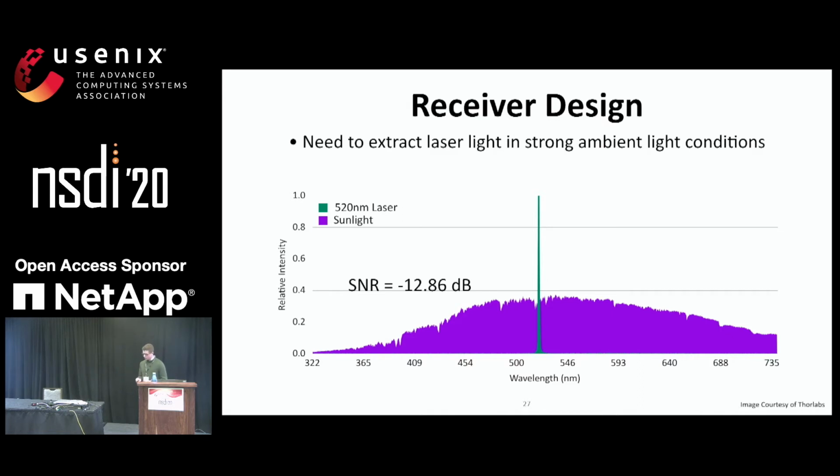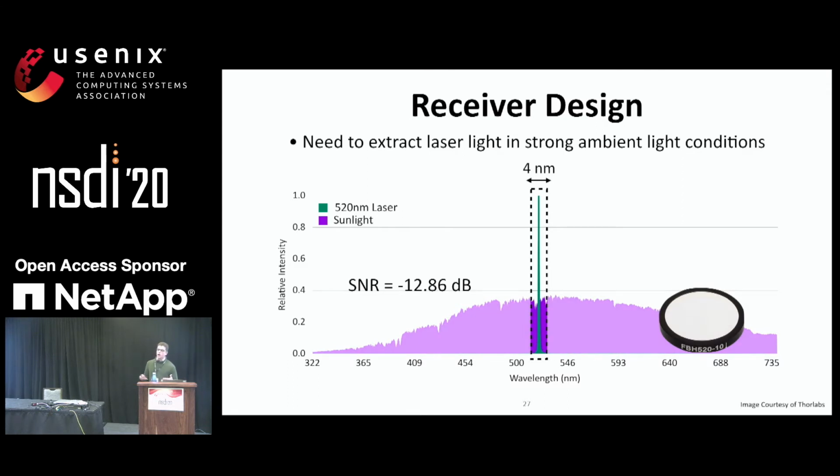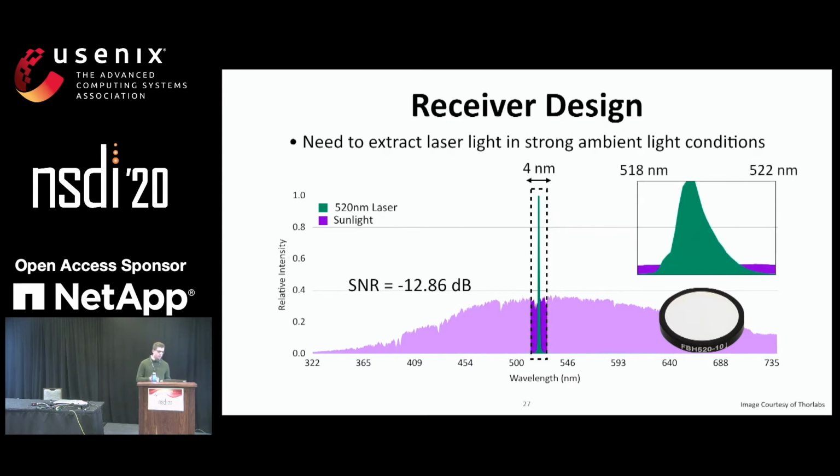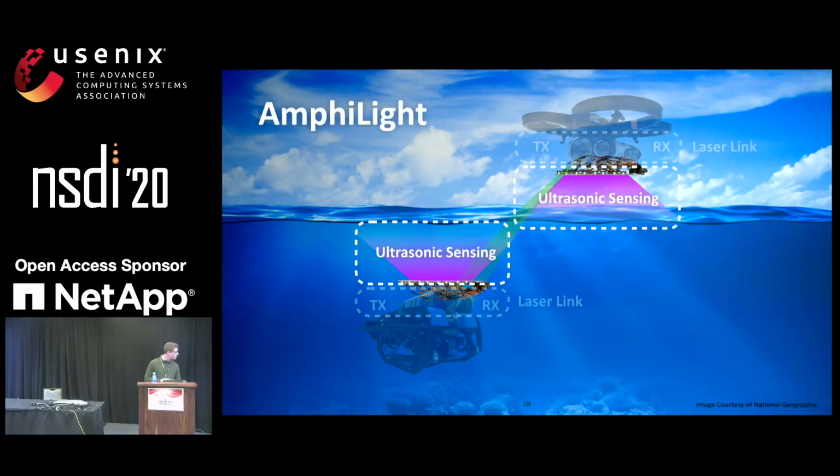But because of the sparsity of the laser's footprint, we can add a narrow optical bandpass filter around it. This only considers light now within this really narrow 4 nanometer region. By doing that, we zoom in and can see this region. We can increase our SNR up to almost 4.4 dB, so a huge improvement from a purely passive optical component. That's what they look like on the bottom right there. They're really small. Okay, so we solved our basic link challenges. Let's now move on to our sensing.